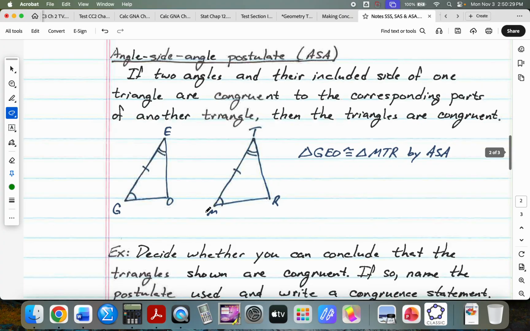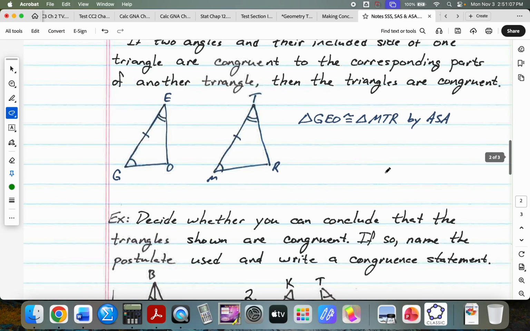All right, and then the last postulate, and we'll learn a couple of other shortcuts, I think starting tomorrow, is angle side angle. So there's side angle side and angle side angle. With angle side angle, you need 2 angles and the included side, that is the side that runs between those 2 angles, congruent to 2 angles and the included side of the other triangle, then those triangles are congruent by angle side angle.